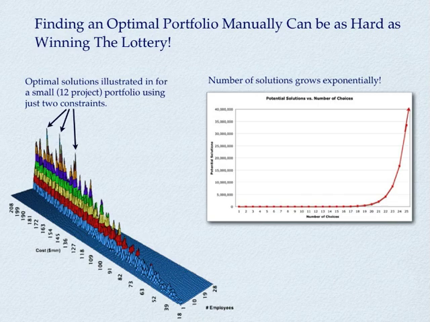This project portfolio has only 24 projects in it, but there are 16.8 million possible subsets of projects to choose from. That number grows exponentially with each added project, so the odds of manually finding an optimal portfolio using a spreadsheet that meets multiple constraint criteria in even moderately sized portfolios is about as likely as winning the lottery.